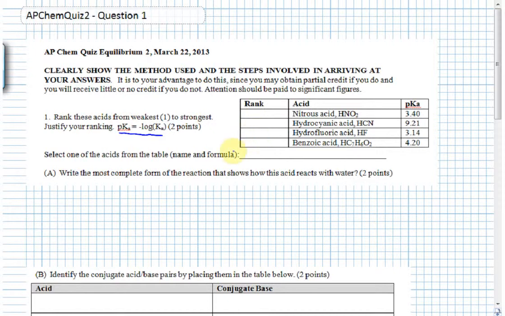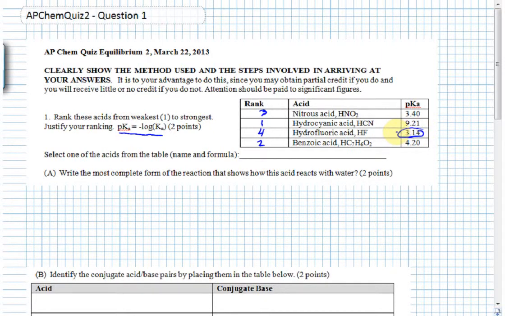The weakest acid is going to have the largest pKa. Therefore, the weakest is hydrocyanic, okay? Followed next by benzoic, and then by nitrous, and then finally by hydrofluoric. Hydrofluoric is the strongest of the group. It has the lowest pKa.